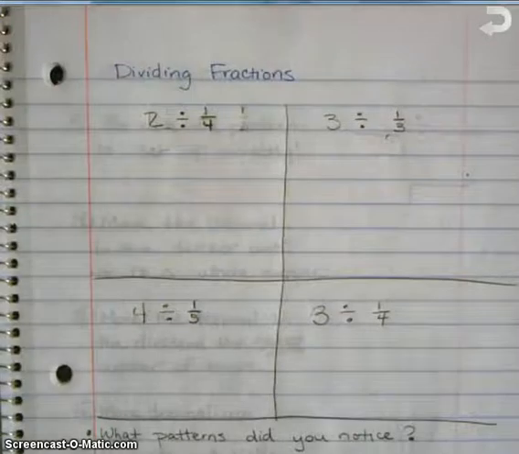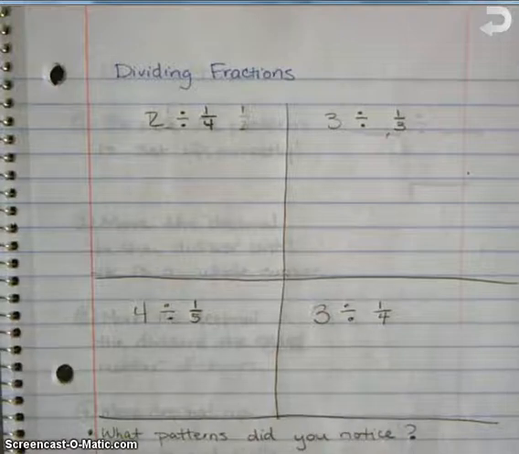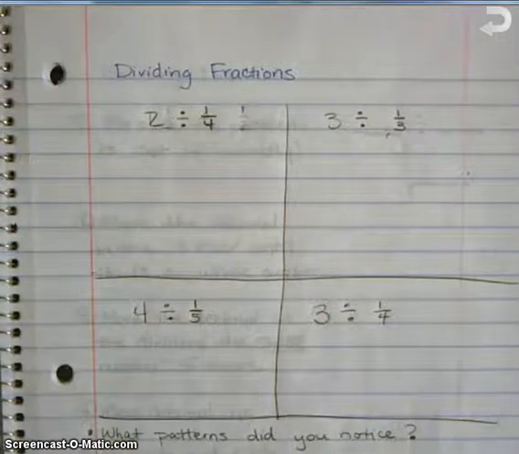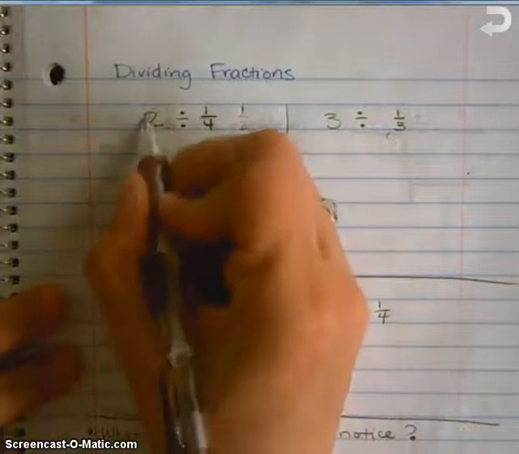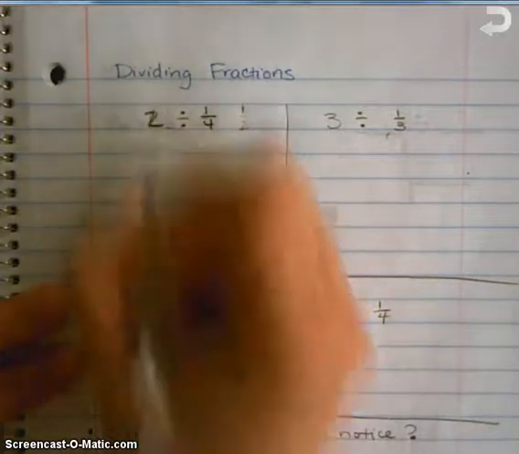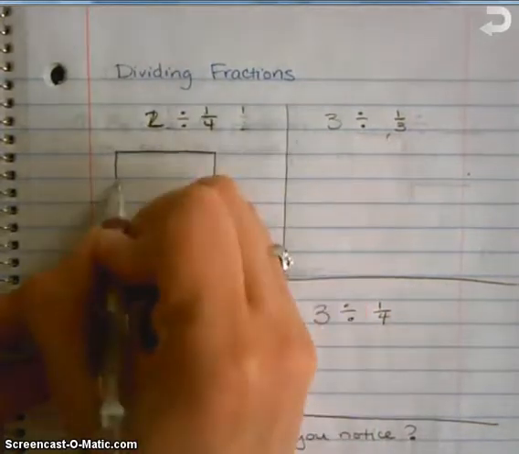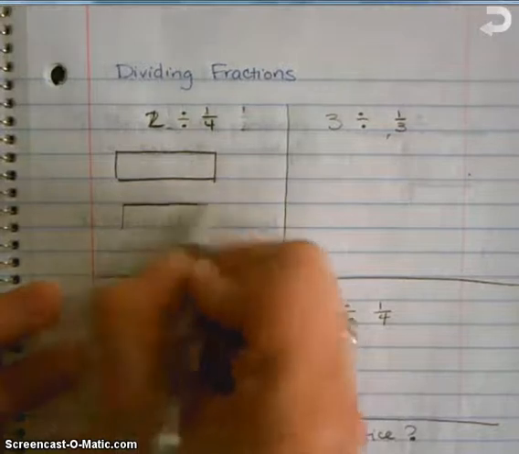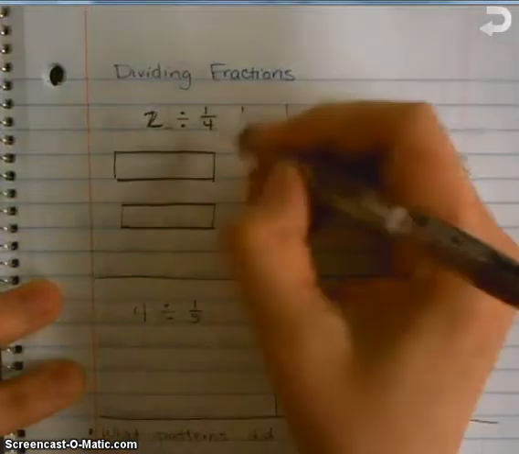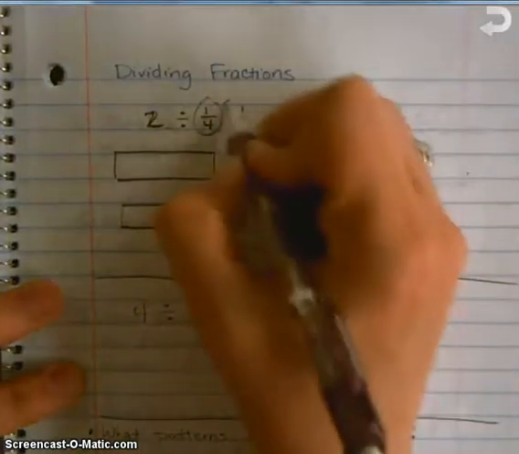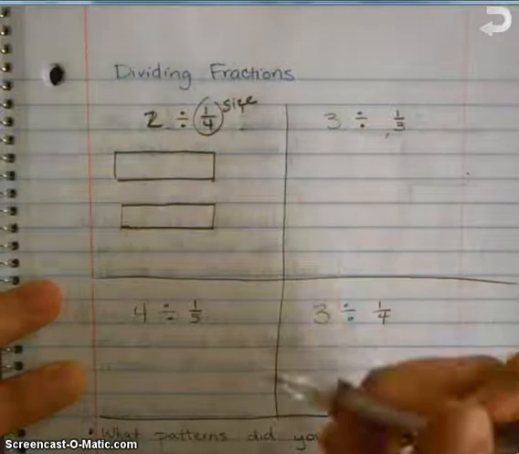So as we start looking at dividing fractions, we are going to ask the question, what patterns did you notice? Okay, we're going to start dividing. When we talk about dividing, we're splitting something up into pieces. So if I have two pieces, I'm going to draw two wholes. And I'm going to divide that into 1/4. So this is the size of the piece that I'm going to split it up into.